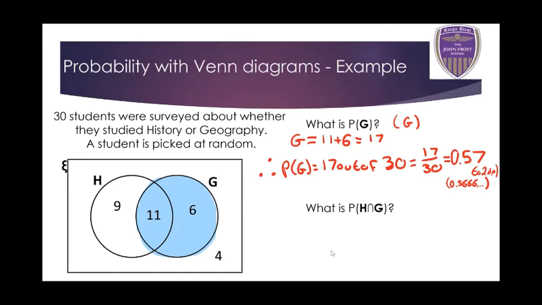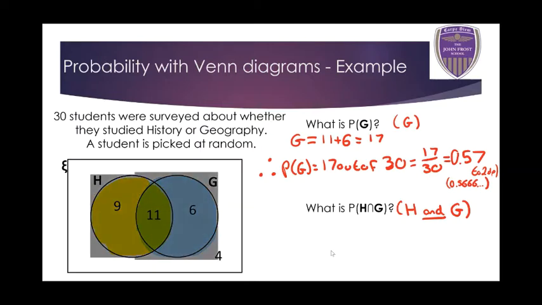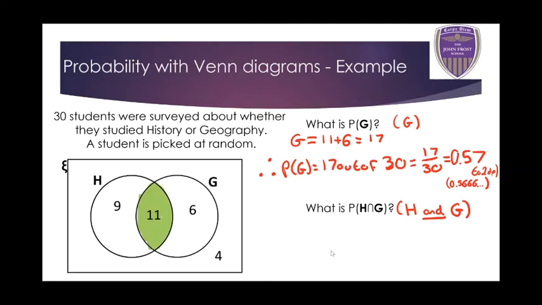What's the probability of H intersect G? So we're looking for H and G. So we're looking for the overlap of event H and event G. Well, if that's event H and that's event G, the overlap is the green area in the middle now. So now we've got that, all we have to do is count the numbers highlighted.